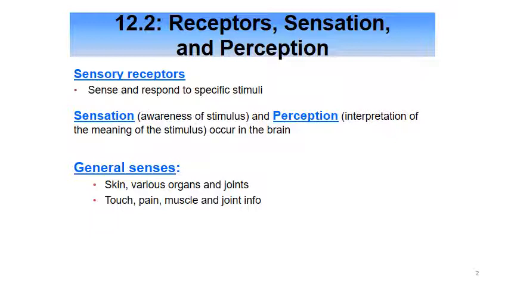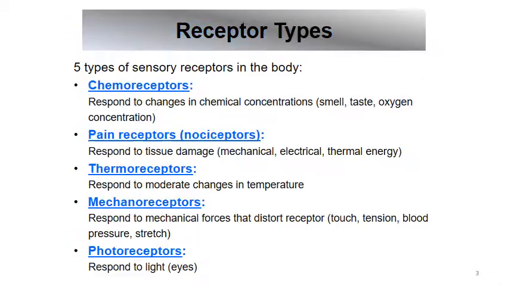So the general senses, skin, we're going to talk about the different receptors in the skin, touch, pain, muscle, joint information. And then special senses, we'll talk about vision.